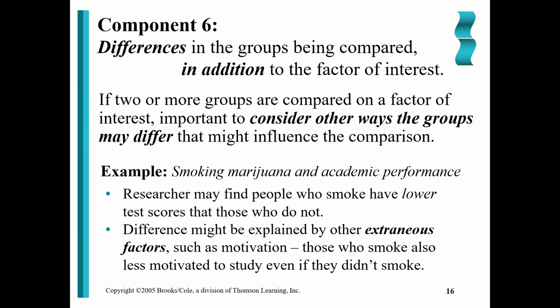And then again, 2 more components, and then we're almost done. Differences in the groups being compared, in addition to the factor of interest. If we're going to group people into different categories, like age groups, for example, and we want to compare them, we want to see in what other ways groups are possibly different, and do the researchers take that into account when they did the research? Now, this is a little technical. Do you need statistical background for this? Probably yes, but at least you know that this is something that's important.